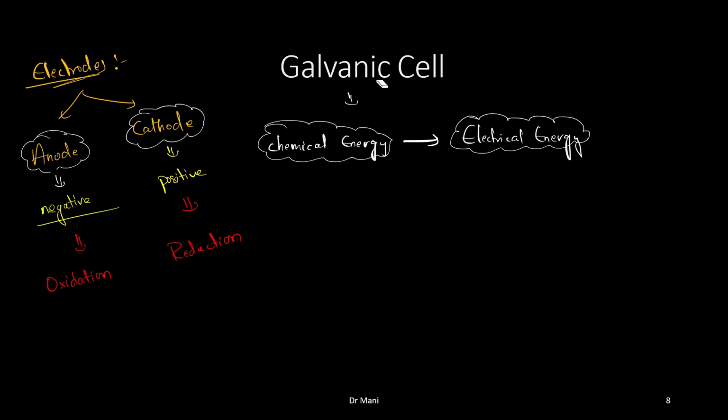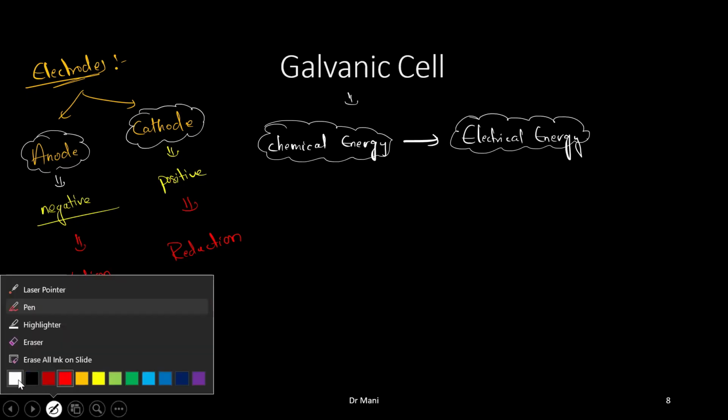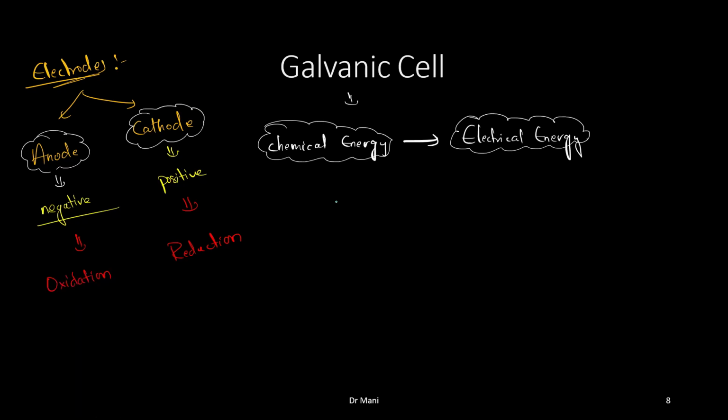What is a galvanic cell? It is where chemical energy is converted into electrical energy. That's happening with the help of these electrodes. So it will have the anode and cathode. Anode is negative charge, cathode is positive charge. Anode, where the oxidation happens. Cathode, where the reduction happens. Remember, anode is a negative electrode and cathode is a positive electrode. Clear? So now see how this electrochemical process occurs.